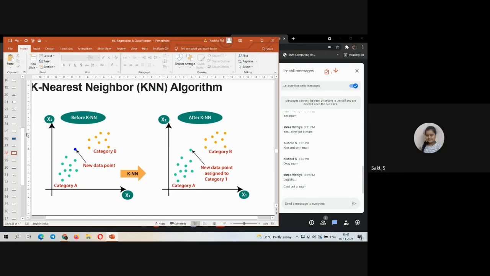Yes, ma'am. If I increase the area, my price will also increase. So there is an association, and I move on with linear regression.